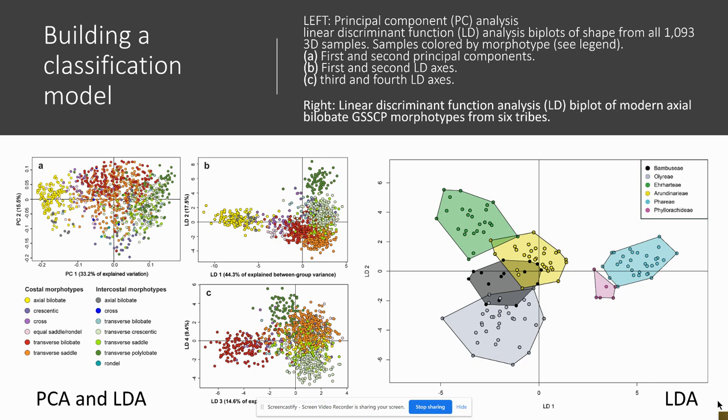A linear discriminant function analysis also showed that morphotypes clustered together fairly well. On the right, you can see the results of an LDA for axial bilobate phytoliths from 6 different tribes. Even though they share the same morphotype, the GSSCP from each tribe can be distinguished from the others, although there was some overlap among the 3 bamboo subtribes.